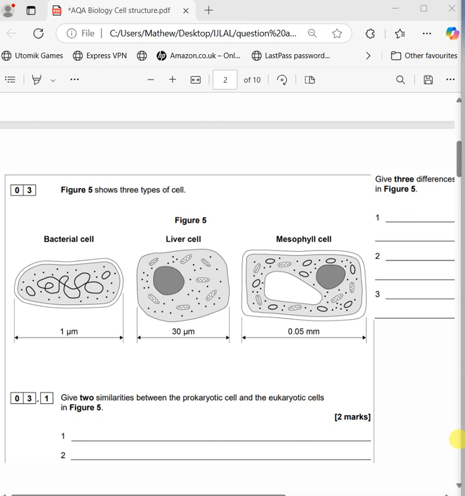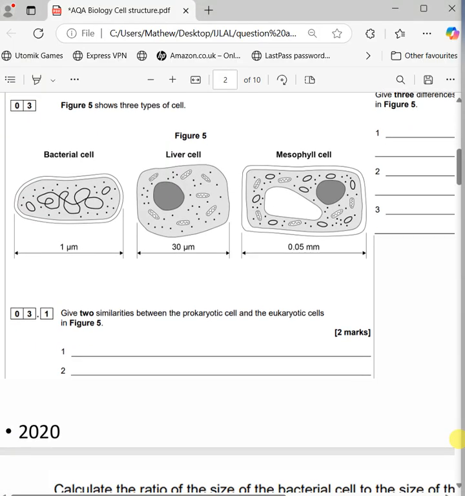Okay, let's look at the first topic for this test, which has to be cells. We look at these different year past papers I've been able to compile on cells. The first question says figure 5 shows three types of cell: bacterial cells, liver cells, and mesophyll cells.